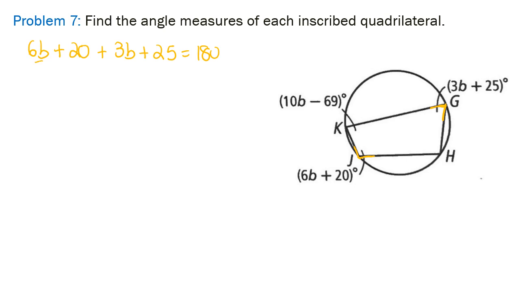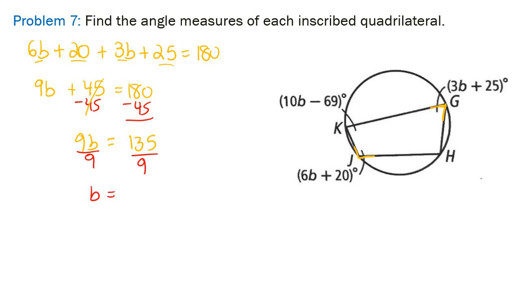So 6b plus 3b, that's 9b. 20 plus 25 is 45. Going to go ahead and solve the equation. We're going to subtract the 45 over. So 180 minus 45 is 135. And we divide both sides by 9 to get b by itself. So b is going to be 15.